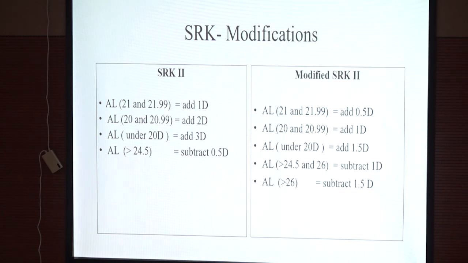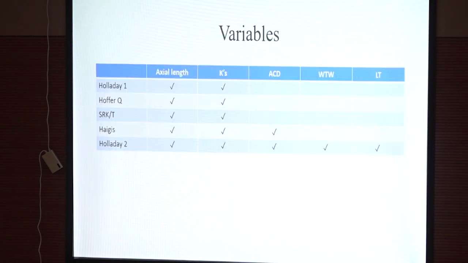wherein the basic concept that was applied is the same: if the axial length is shorter, that is less than 22 millimeters, since a weaker IOL power is calculated, you need to add more power to the lens. And if the axial length is more than 24.5, since a stronger IOL power is calculated, you need to subtract the power from that final calculation.